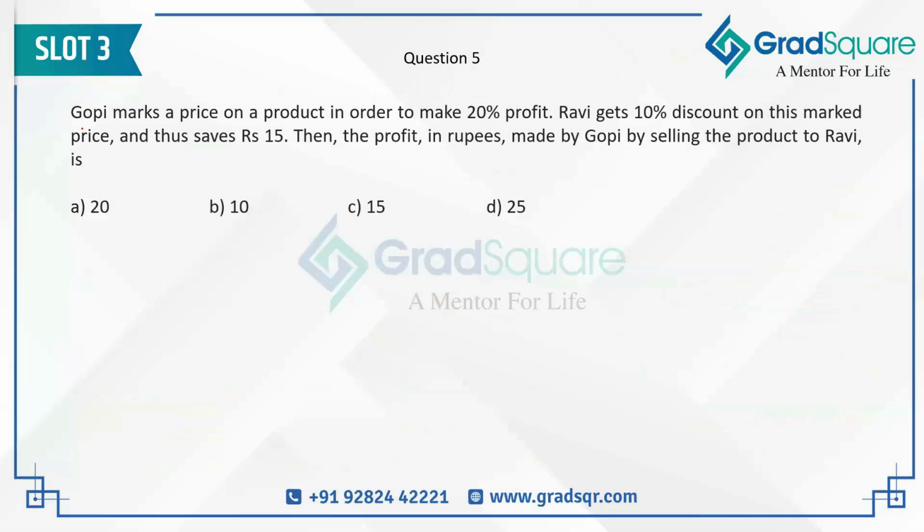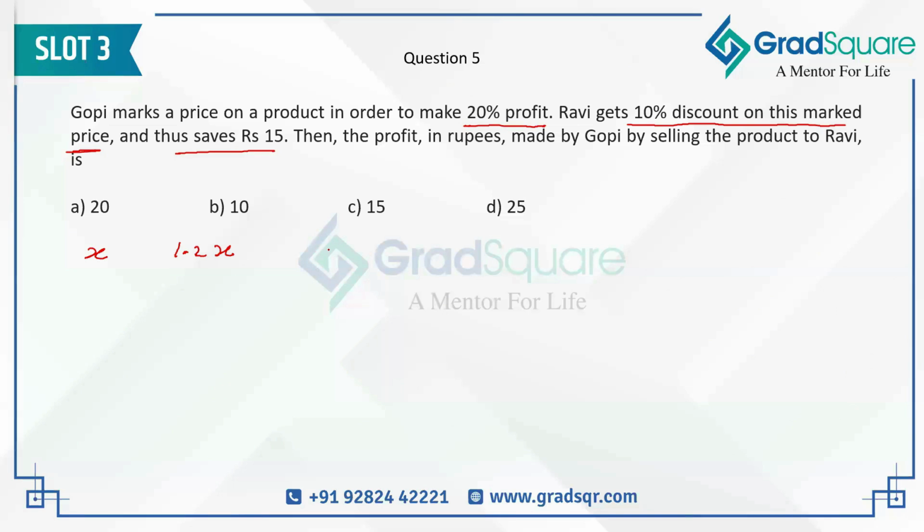Let's look at the next one. It says Gopi marks a price of a product in order to make a profit of 20%. Okay, so let's say you have a value x as the cost price. You mark the product at 1.2x in order to make a profit of 20%. Ravi gets a discount of 10% on this mark price. If he gets a discount of 10% on this mark price, he saves rupees 15.